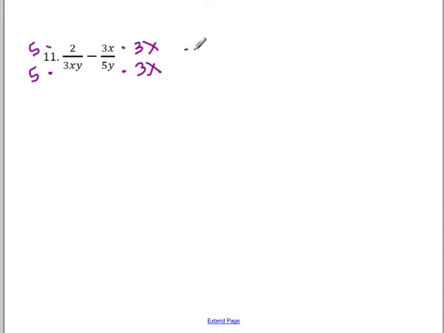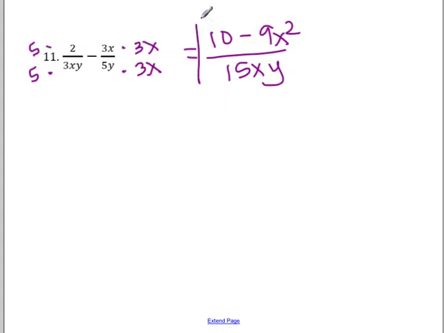Okay. And I'm just going to maybe shorten up the process a little bit. I'm just going to write it all at once. It's going to be 5 times 2, so 10 minus, well, 3x times 3x, so it's going to be 9x squared, all over my common denominator, 15xy. And there is my solution for number 11.